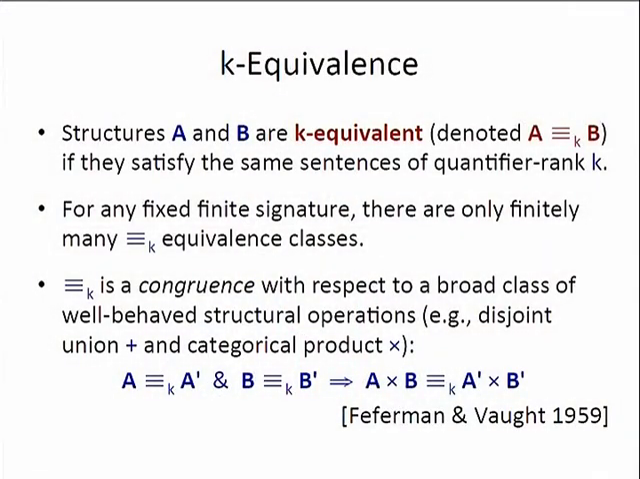So for example, a Feferman-Vaught theorem says that if I have two pairs of structures, A and A prime, which are k-equivalent, and another pair, B and B prime, which are k-equivalent, then the product of A and B is k-equivalent to the product of A prime and B prime.